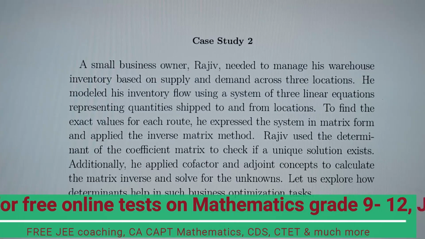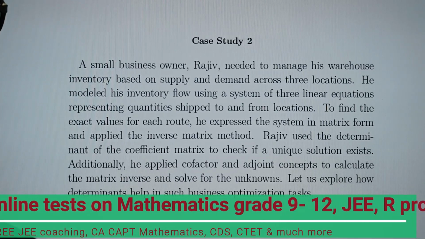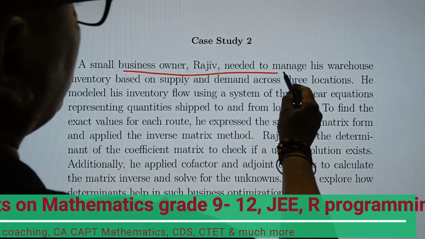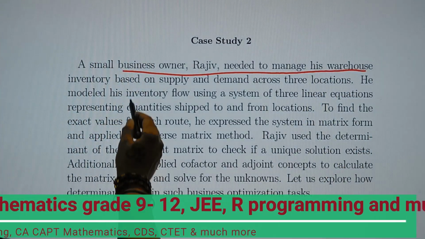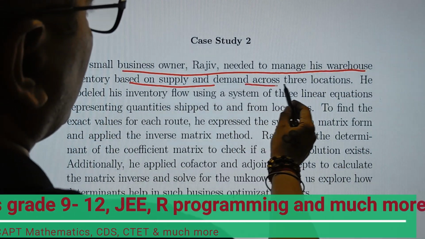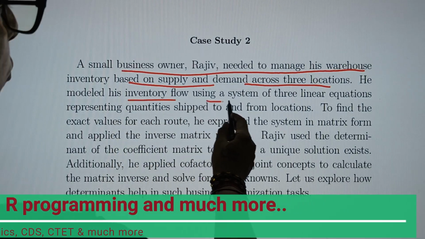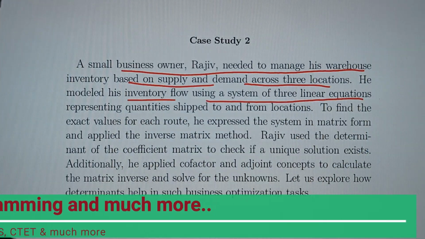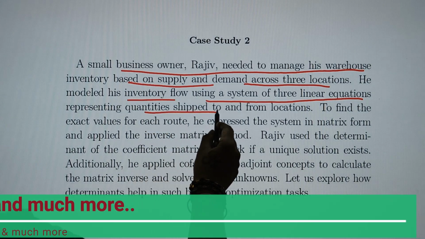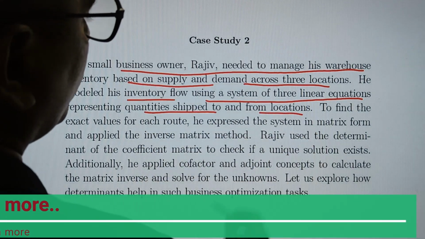So students, this is our next case study, which is case study number 2. A small business owner, Rajiv, needed to manage his warehouse inventory based on supply and demand across 3 locations. He modeled his inventory flow using a system of 3 linear equations representing quantities shipped to and from locations.